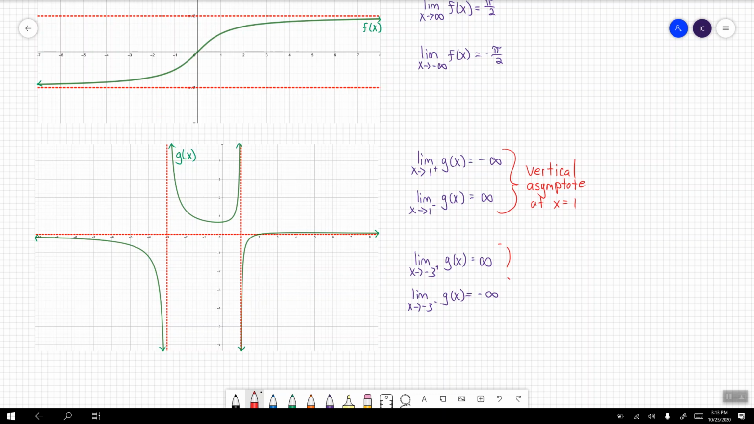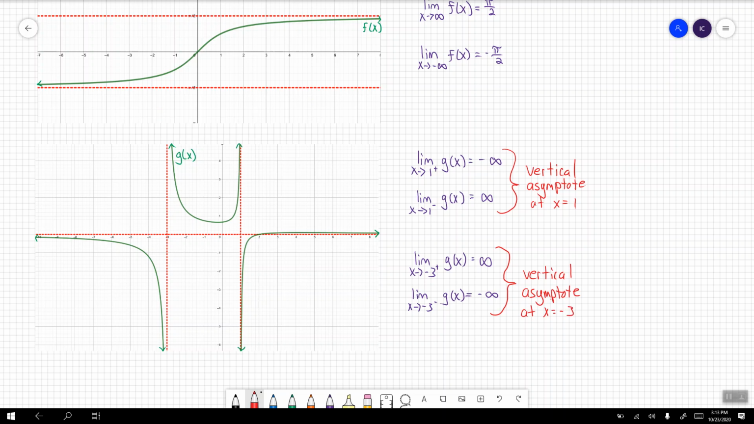Now, once again, as x approaches negative 3 from both the left hand side and the right hand side of that function, as we approach negative 3 from the right hand side, the y values are unbounded towards infinity, and as x approaches negative 3 from the left hand side, they are unbounded towards negative infinity. This again implies that we have a vertical asymptote at x is equal to negative 3.